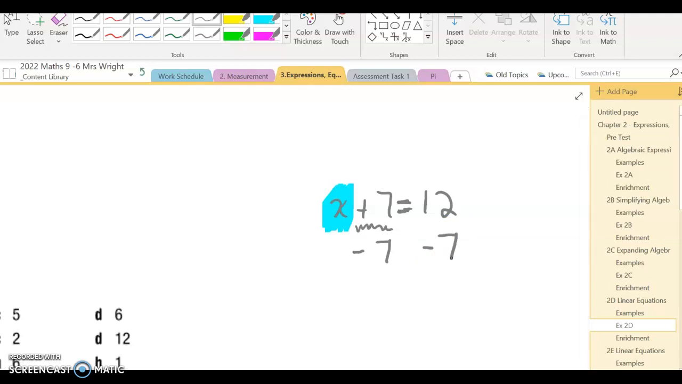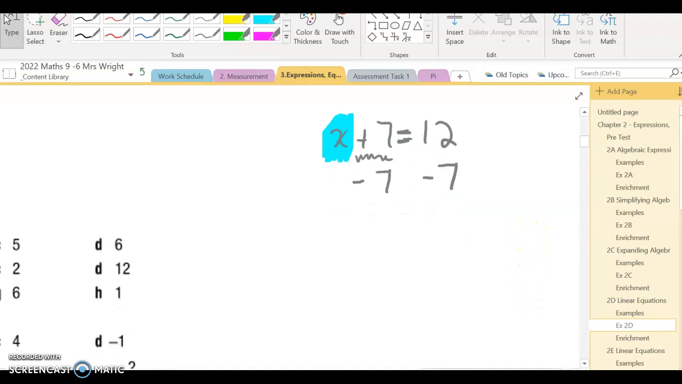We're allowed to do it. It doesn't change the question. If I only did it to one side, then I've totally altered the question altogether and it's not possible to work with anymore. So if I do this, what I now can do is take that 7 away from each side, see what I've got, and have a look at our answer.